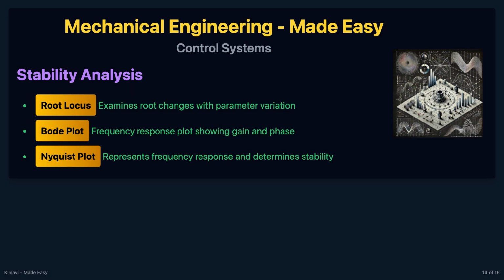Stability can be analyzed using various methods. The root locus method is a graphical method for examining how the roots of a system change with variation in a particular parameter. The Bode plot is a frequency response plot that shows the gain and phase of a system as a function of frequency. The Nyquist plot represents the frequency response of a system and helps in determining the stability using the Nyquist criterion.